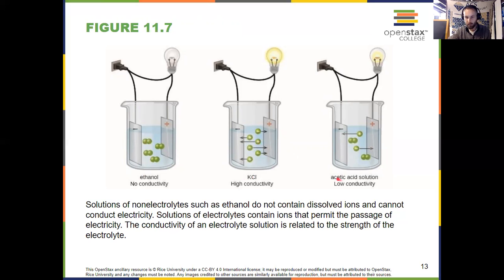Acetic acid, vinegar, it dissolves. It's a weak electrolyte. Okay, so it will conduct electricity, yes, but not as much as a strong electrolyte will, because it's those ions in solution that conduct electricity. Strong electrolytes give you a lot of ions, weak electrolytes, only a handful.